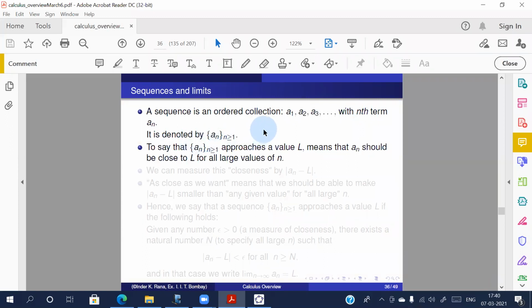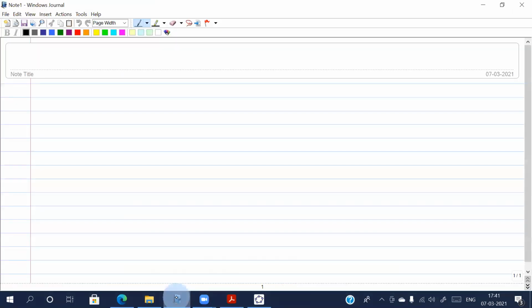Like in the method of Archimedes, when you draw a triangle, the area of the triangle is the first observation. When you double the sides, the area of the hexagon is the second observation, and so on. One says that AN approaches a limit L, which means AN should come close to a value L, again a real number, for all large values of N.